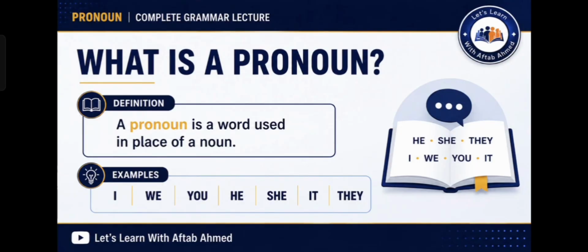First of all, let's understand what a pronoun is. A pronoun is a word that is used in place of a noun. Instead of repeating a person's name or a thing again and again, we use pronouns to make our sentences smoother and easier to understand. Some common examples of pronouns are I, we, you, he, she, it, and they. Pronouns make our communication more natural and effective.